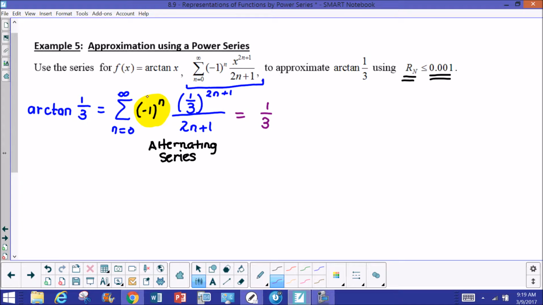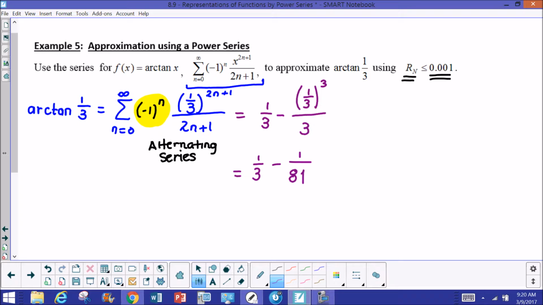For n equal to 1, that's going to give us a negative sign, and 1/3 to the third power. Let's take it easy and list all of this out: 1/3 to the third over 3. Now I'm going to begin simplifying this in the next row. 1/3 raised to the third power is going to be 1/27, and when that's divided by 3 again, we're going to have 1/81.